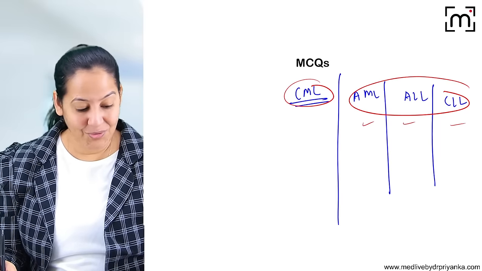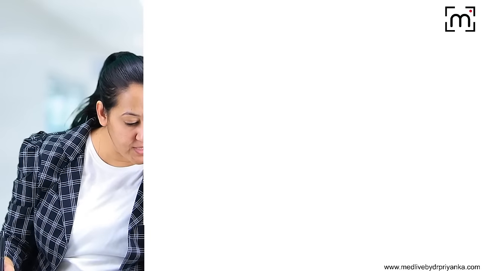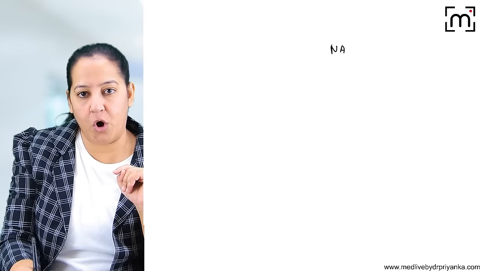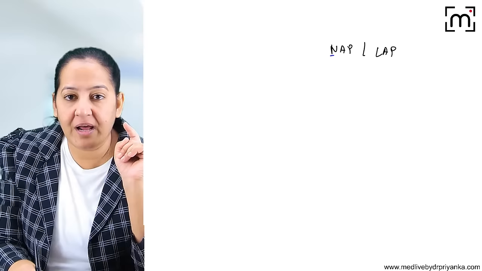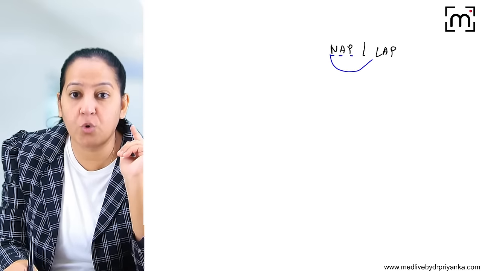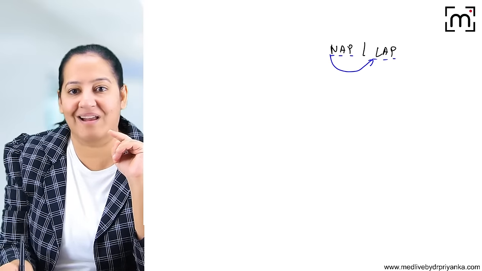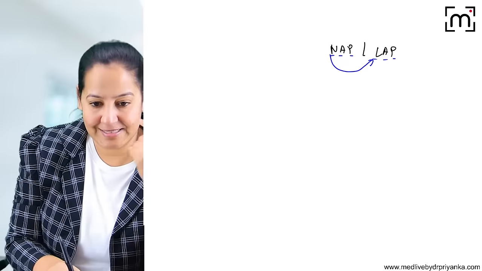So the NAP or the LAP score. Okay, listen. Someone is asking to repeat the NAP score or the LAP score. What is the full form? It is neutrophil alkaline phosphatase, and neutrophil is one of the leukocytes only, no? So it is also known as leukocyte alkaline phosphatase. So basically, tell me the precursors.